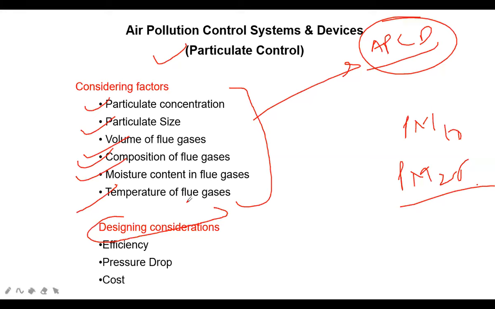Efficiency means how efficient it is in removing 99, 98, 95, 90% of the particulate matter for which you are choosing this. And what is the pressure drop? Pressure drop means delta P, P1 minus P2. If the pressure drop is very high, you need to spend more energy to do the required separation. No doubt, then cost by default always comes into the picture.